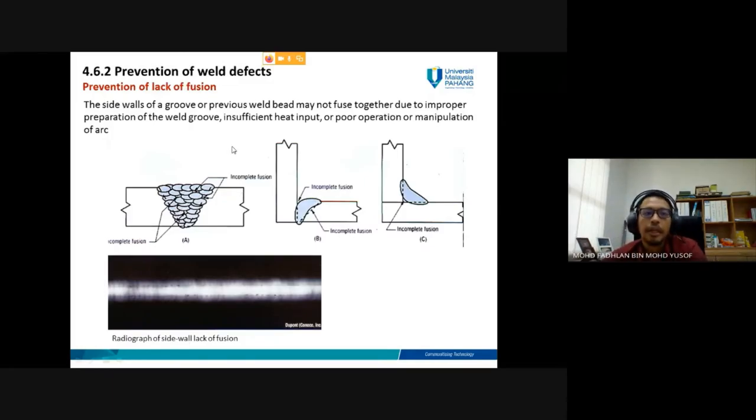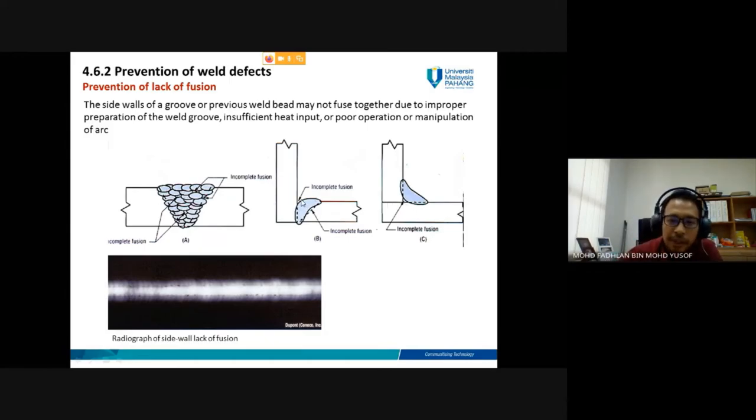Okay, so another type of weld defect is a lack of fusion, ataupun pencampuran. Fusion ni pencampuran yang tidak sempurna. Kita tengok lack of fusion or incomplete fusion ni perkara yang samalah. Biasa kita boleh nampak di permukaan ataupun di bahagian dalam. The side wall of a groove or previous weld bead may not fuse together due to improper preparation of the weld groove. Insufficient heat input also can be a factor of the occurrence of lack of fusion, or poor operation or manipulation of arc. So kita tengok dia tak sempurna lah, incomplete fusion.